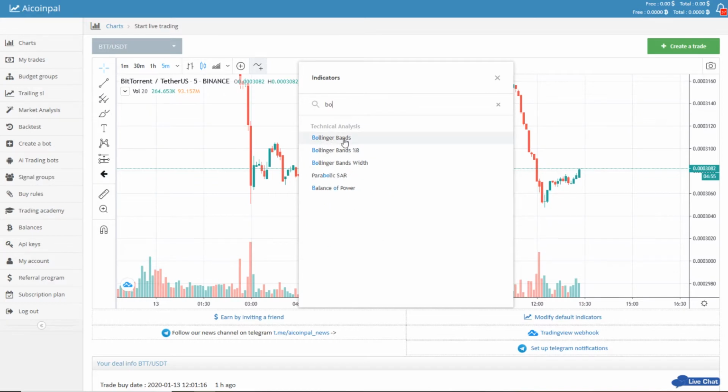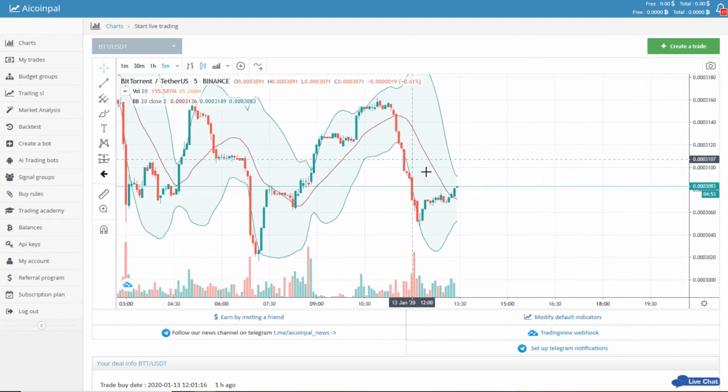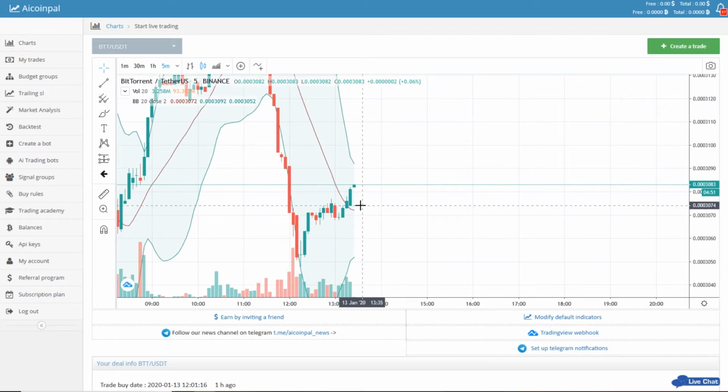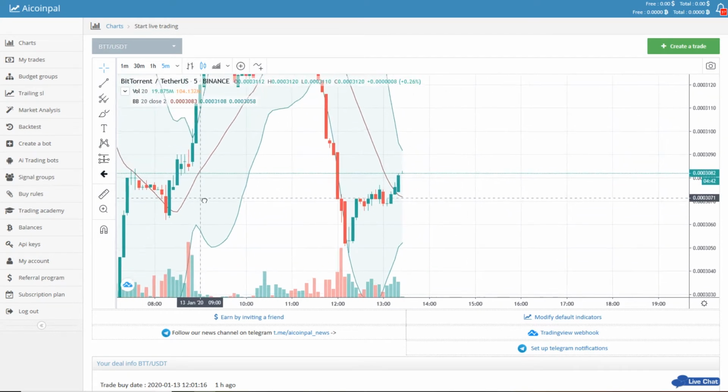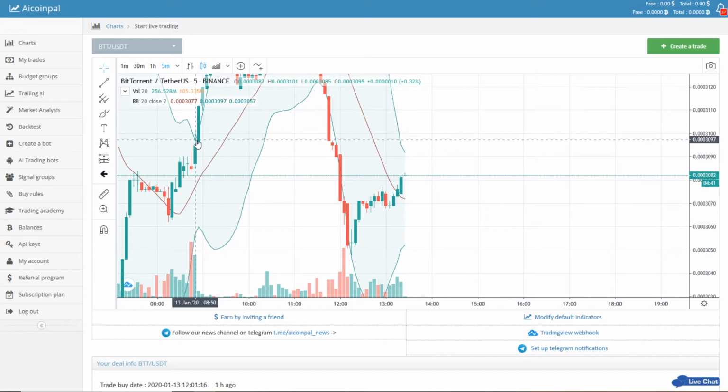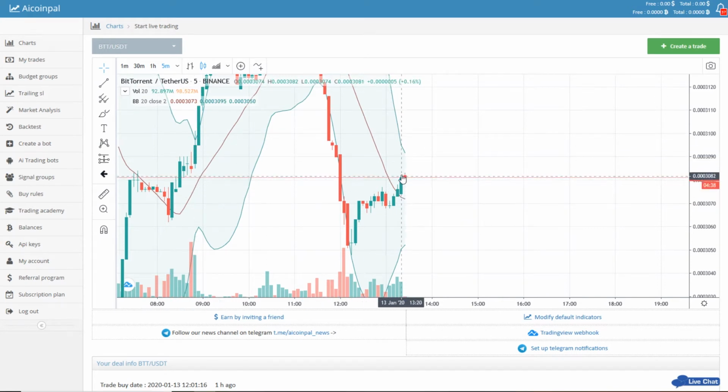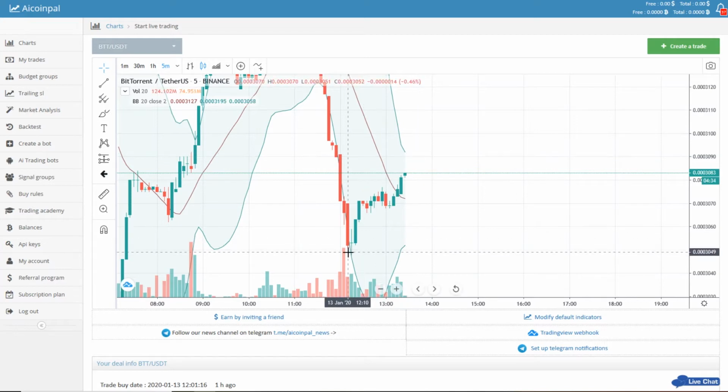Bollinger Bands. As we can see right here, the Bollinger Bands are showing that the price has gone over the moving average, and it's somewhere here. Usually when the line crosses, its tendency is to touch the upper band. As you can see here, also the price touched the lower band and then started moving upwards.